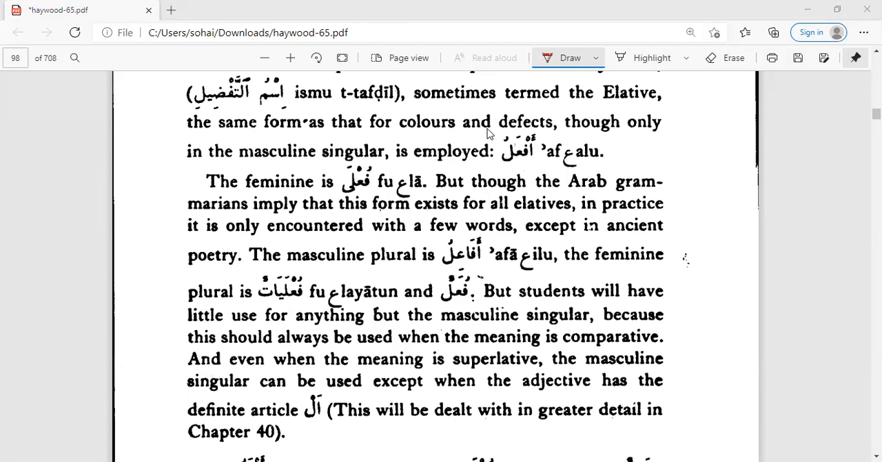So the feminine of this, this is not for colors. We're doing superlative and comparative nouns. The feminine of that is fu'la, right? So kabirun is great, or big. Akbaru is greater, or greater than. It's masculine, and the feminine is going to be kubra, on the scale of fu'la, kubra.